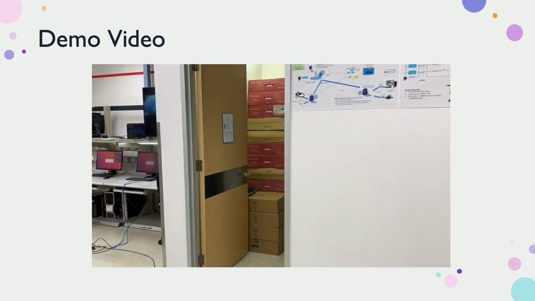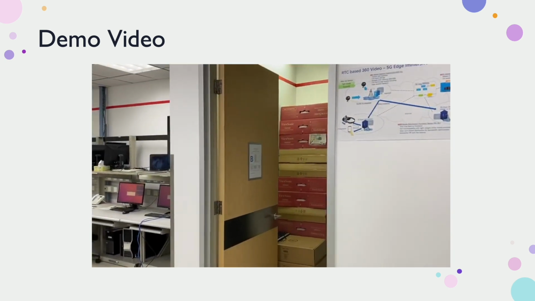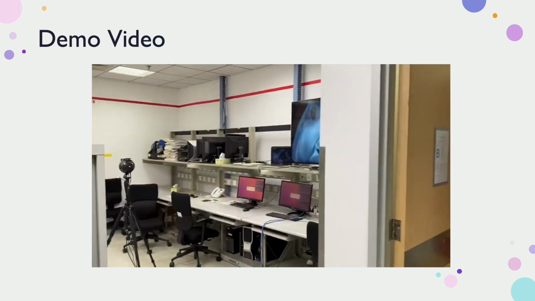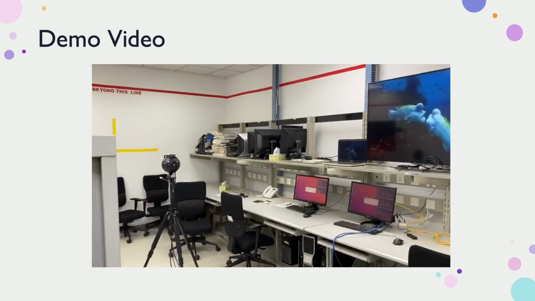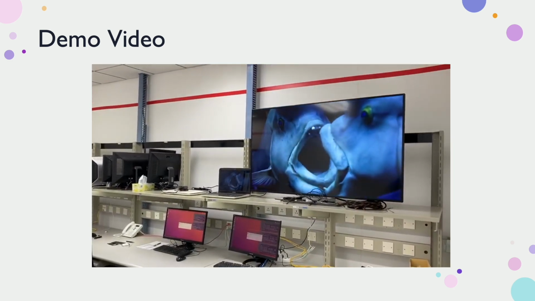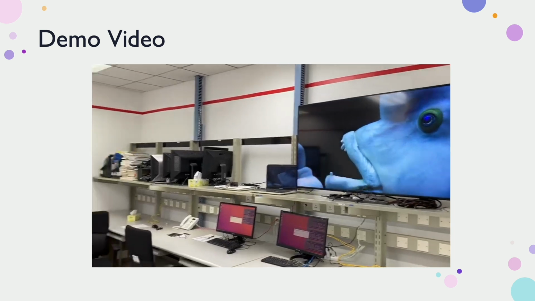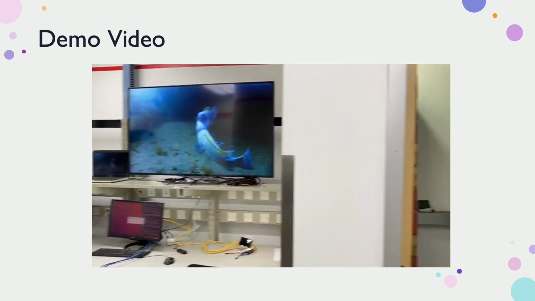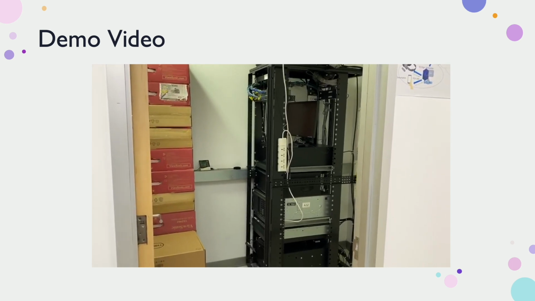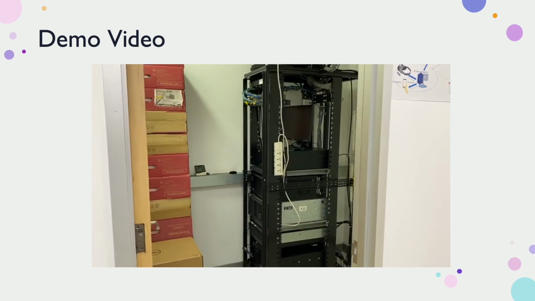Here comes the demo video. In this demo, we have two 360-degree cameras and three Android phones as receivers. First, we place one camera in a remote room. In the server room, we have 5G core, 5G RAN, plus all the three media functions as we defined in the previous slide.